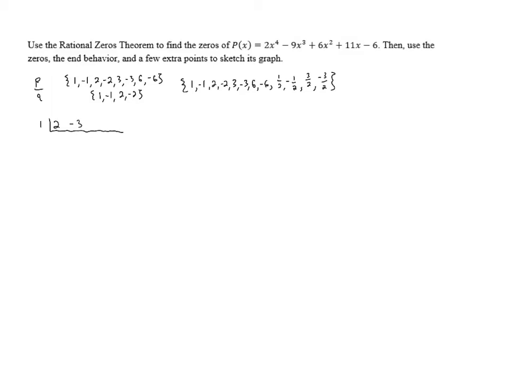Let's put in the coefficients. And let's go through with synthetic division. So drop down the 2. 1 times 2 is 2. When we add, we get negative 7. Times 1 is negative 7. We add, we get negative 1. Times 1 is negative 1. We add, we get 10. Times 1 is 10. We add, we get 4. And because this is not 0, it tells us that 1 is not a zero of this polynomial.